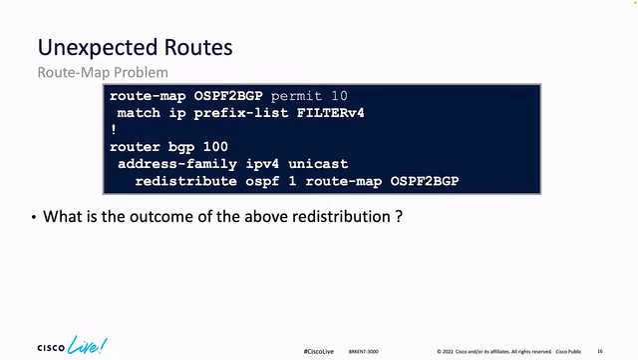What is the outcome of the above redistribution? What happens? Anyone want to take a guess, or share your thoughts? Yeah. It's going to redistribute the OSPF1 process, but it's going to filter it via that prefix list. There's an ACL called filter v4, with a list of stuff that it's going to filter. The subnets keyword is missing, right? So it won't get smaller prefixes. Yes, that's a good point.